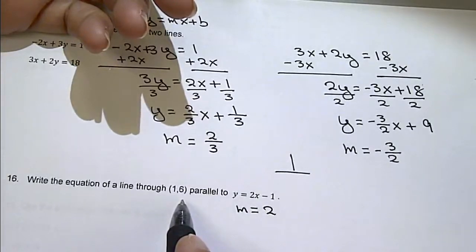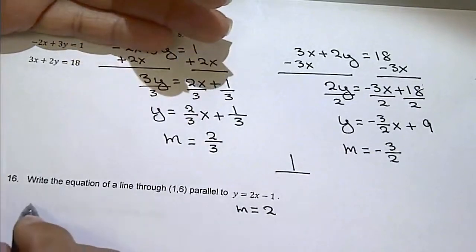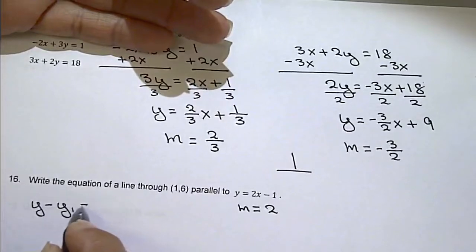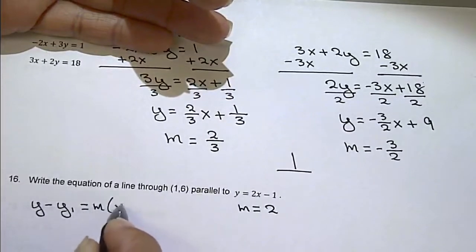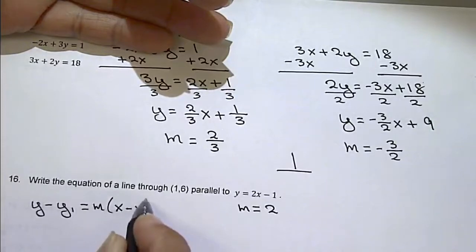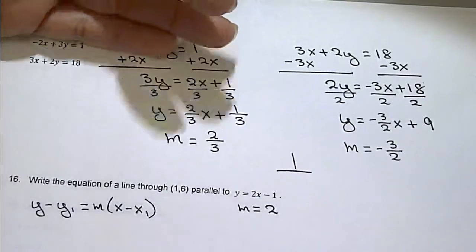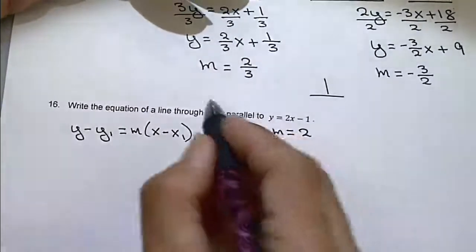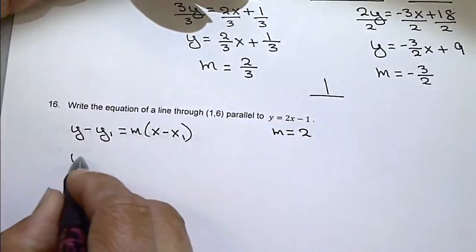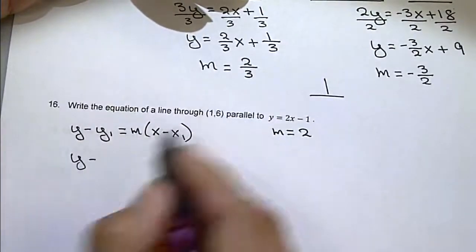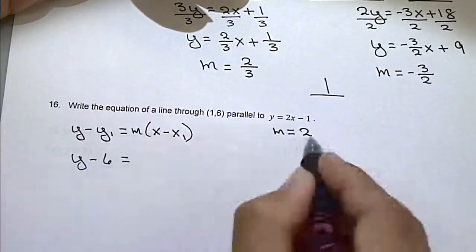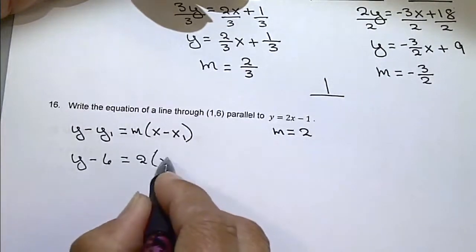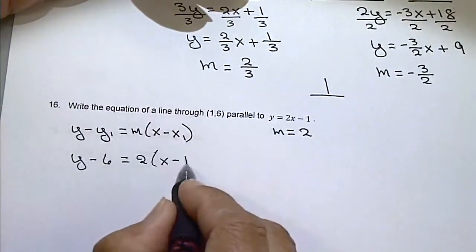So we know we have a slope of 2, and it goes through the point (1, 6), right? Now you have a formula for that, don't you? Another formula you have to remember, right? It's y minus y1 is equal to m times x minus x1. And it's just the one point that you need. So I'm going to say y minus, well, what's the y coordinate? 6 is equal to the slope, well, I know that, it's 2 times x minus the x coordinate.